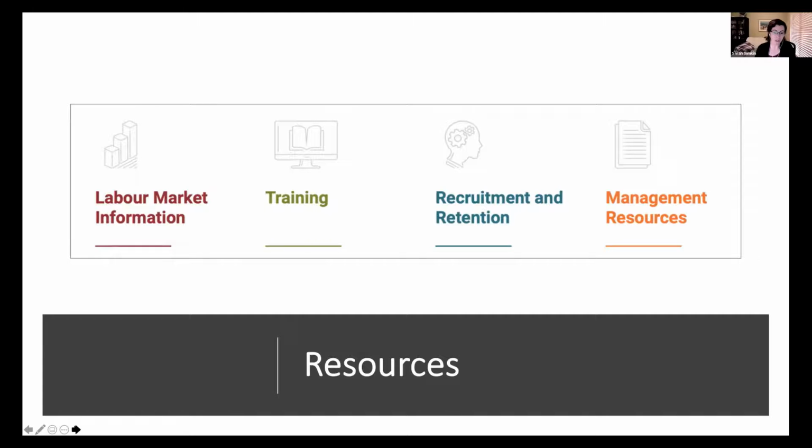They have an e-learning center with online courses to help with continuing professional development for people in the industry. They have resources for recruitment and retention that help employers to recruit, engage, and retain a diverse workforce. And they also provide a number of management resources that include reports, webcasts, and self-assessment tools to help support the industry in managing their workforce.